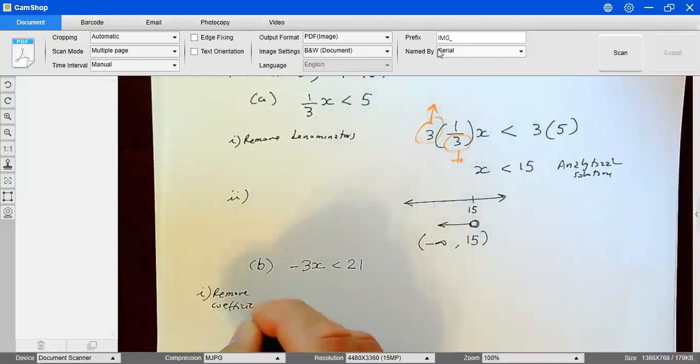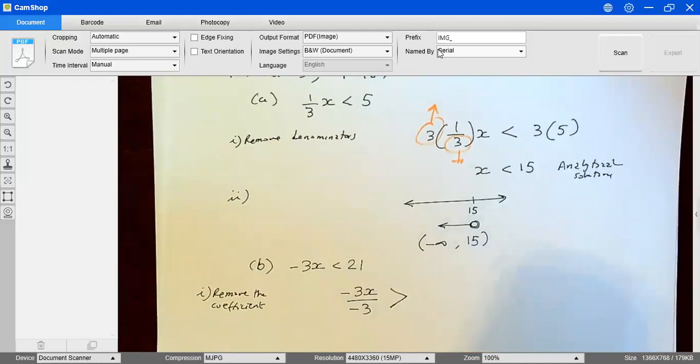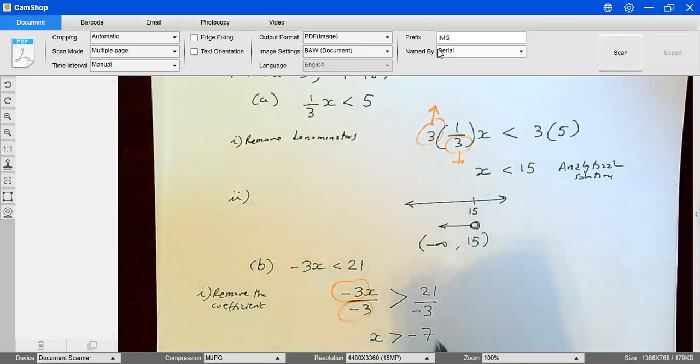We remove the coefficient. So the coefficient is negative 3. I need to divide by negative 3. So I'm going to have negative 3x divided by negative 3. I'm dividing by a negative number, so I need to immediately switch the inequality symbol. So 21 divided by negative 3, and then you just finish the computation. So you cancel these 2, and you get x greater than negative 7.